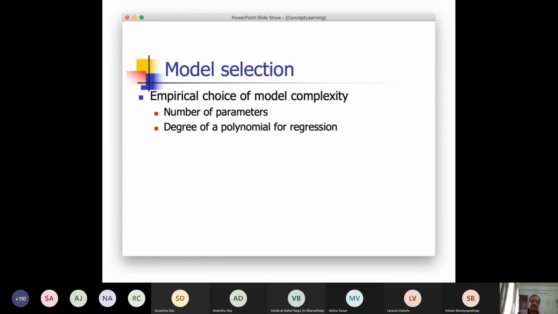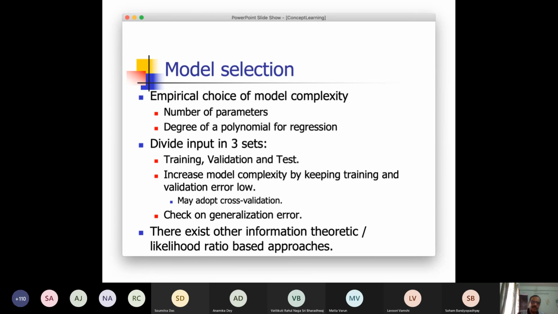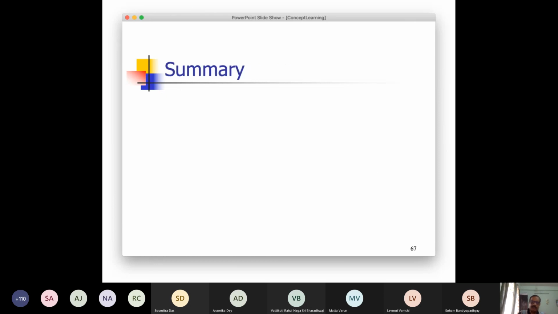I talked about model selection, for example the number of parameters, such as the degree of a polynomial for regression. Now this is a concept: we divide the input into three sets, training, validation, and test set. When you develop the model, you use the training set for developing it and test on the validation set, and iterate so that both validation error and training error are small. Once that is done, the performance is tested on the test data set. That is the way we go, and sometimes we use cross validation. There are also other ways of comparing models, such as information theoretic ways.